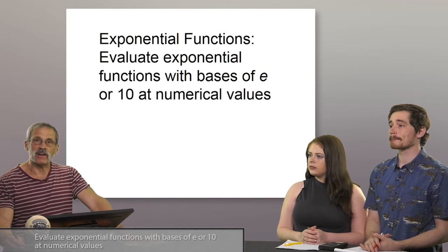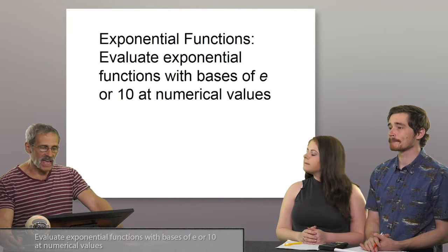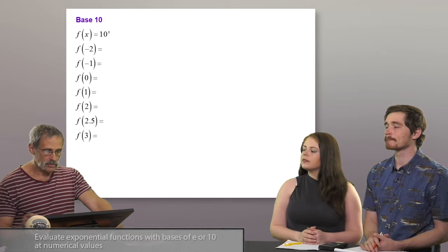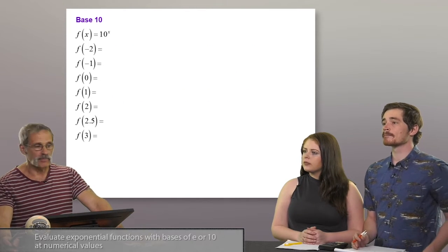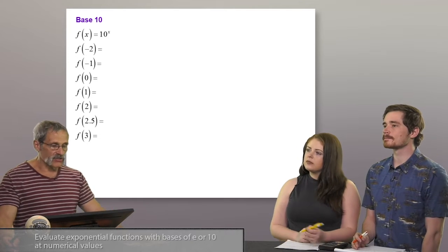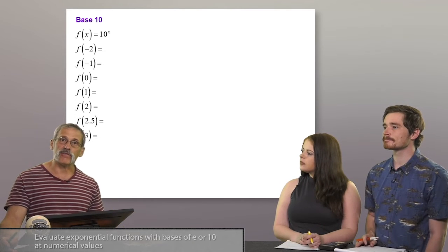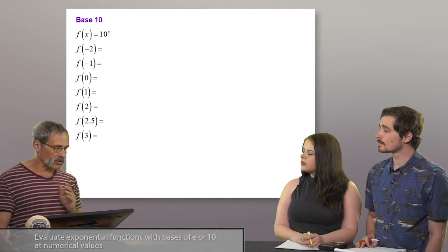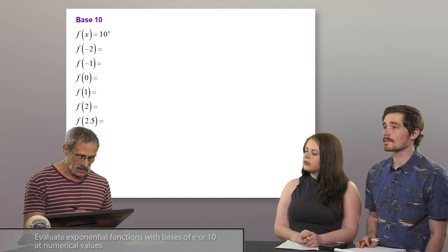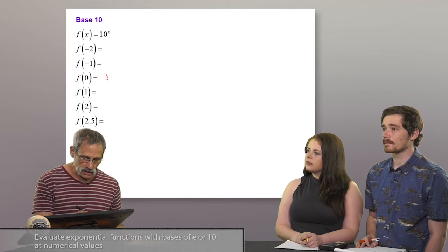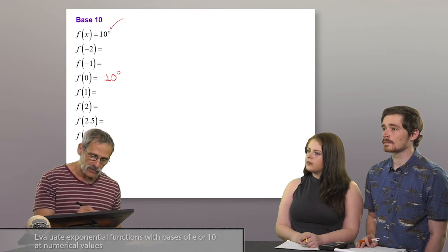Evaluate exponential functions with bases of e or 10 at numerical values. There are two special bases we're going to address. The first is base 10. If your function is an exponential function of base 10, they're very quick to evaluate, especially when you evaluate at integers. For example, if I just begin in the middle of this, I would evaluate by putting each of these inputs in for x.